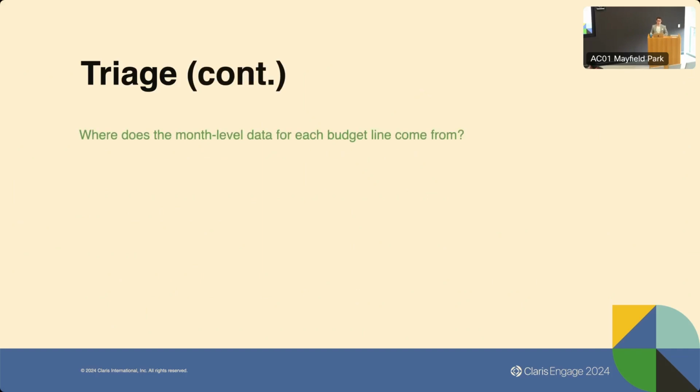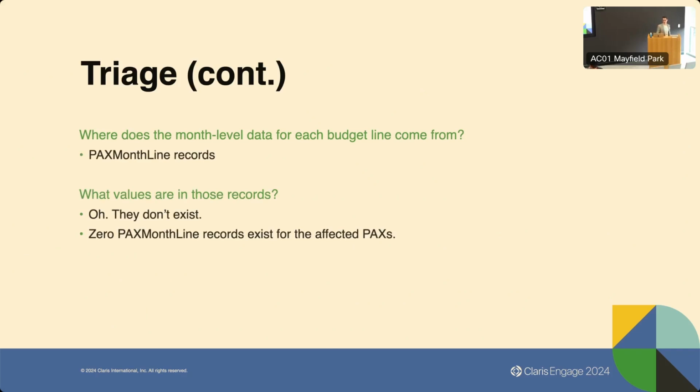Okay, well, where does the month level data for each budget line come from? Like I said a few slides back, that comes from the Pax month line records. Okay, so what values are in those records? Well, they don't exist. Well, that's a problem. There were 0 Pax month line records for any of the affected participants. So something is deleting these records. And we're talking about tens of thousands of records that are being deleted.